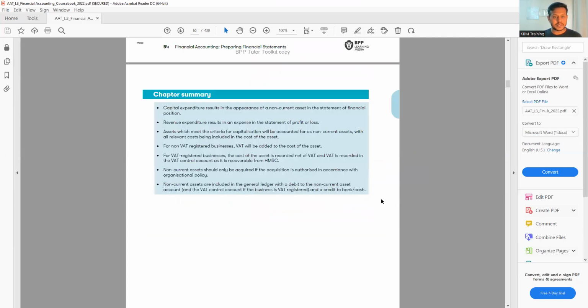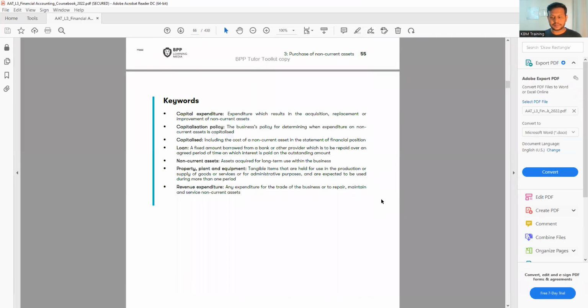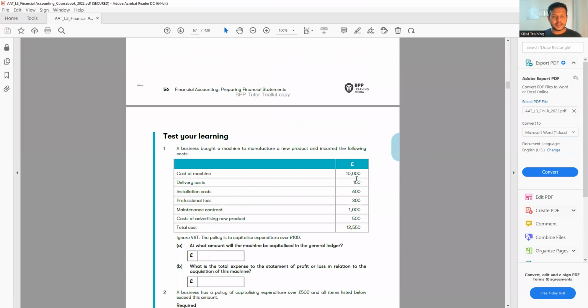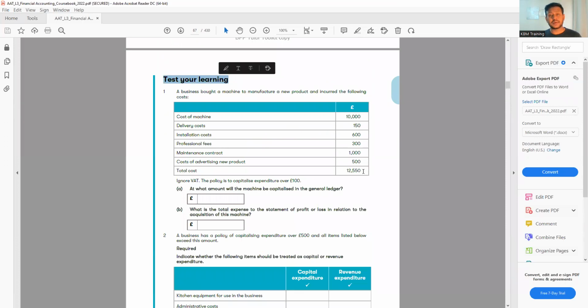Chapter summary, you can see this is the end of the chapter. So move to the next chapter. And this is your test of learning. You will do this after your lesson. You will practice this one after your lunch break. And of course, if you have any question, you make a note for me. So next week we'll be able to discuss that.